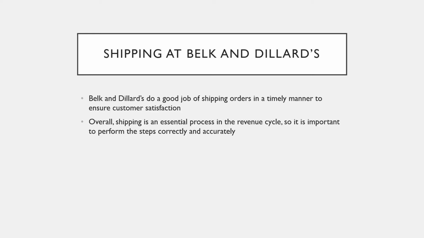Belk and Dillard's do a good job of shipping orders in a timely manner to ensure customer satisfaction. Both companies have policies in place concerning shipment times and do their best to get orders to customers within 2 to 7 business days. Overall, shipping is an essential process in the revenue cycle, so it is important to perform the steps correctly and accurately.